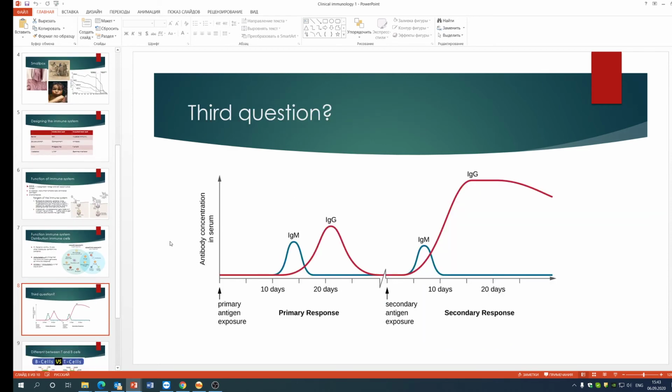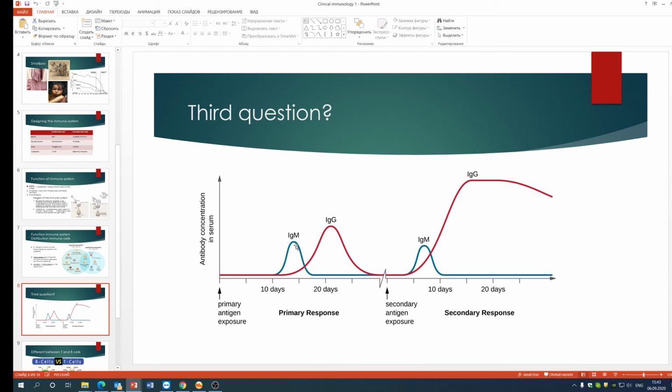This picture is about our question: why do subsequent immune responses to a pathogen occur more rapidly and at higher titer than the previous one? With the primary antigen, from the first day up to 7 to 10 days, immunoglobulin M appears as the first immunoglobulin.